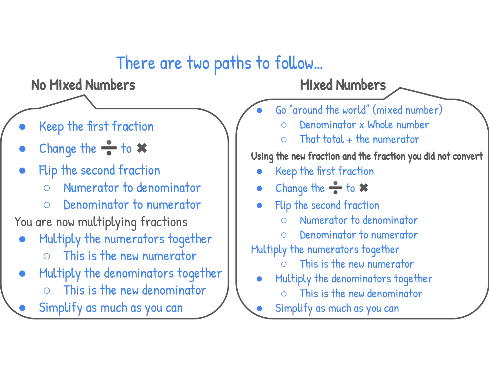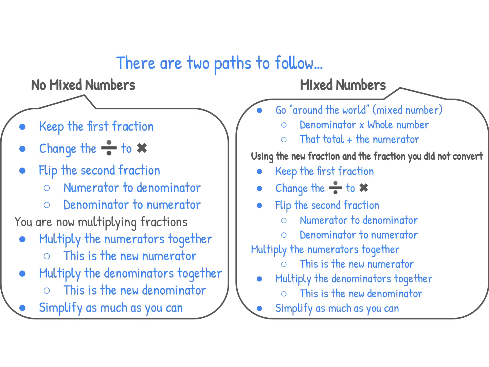When we have no mixed numbers, we're going to follow the keep, change, flip. We keep the first fraction, we change the division to multiplication, we flip the second fraction. What does that mean? That means the numerator becomes the denominator and the denominator becomes the numerator. Now we have two fractions that are being multiplied.